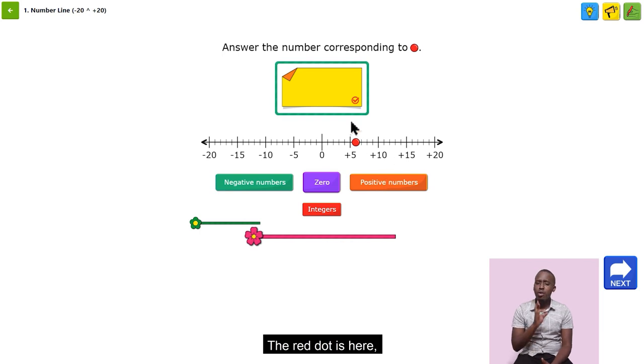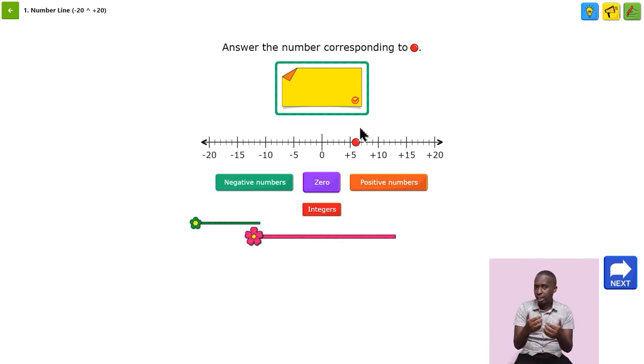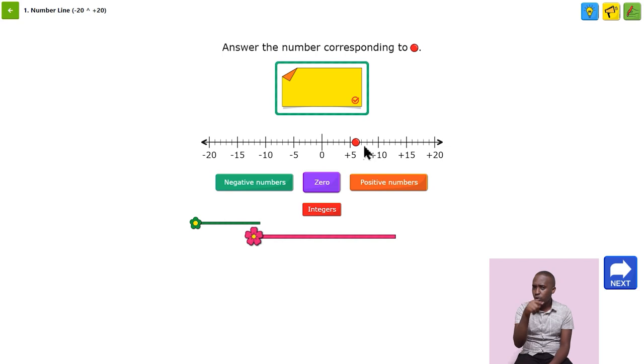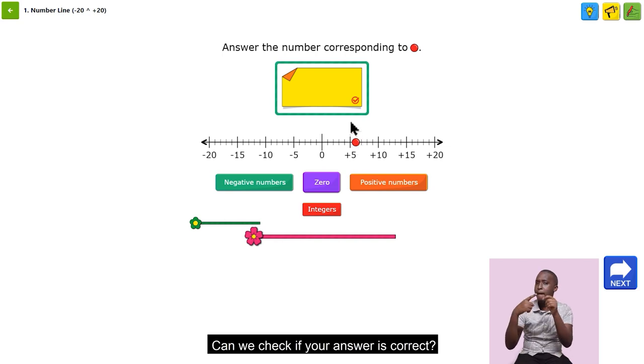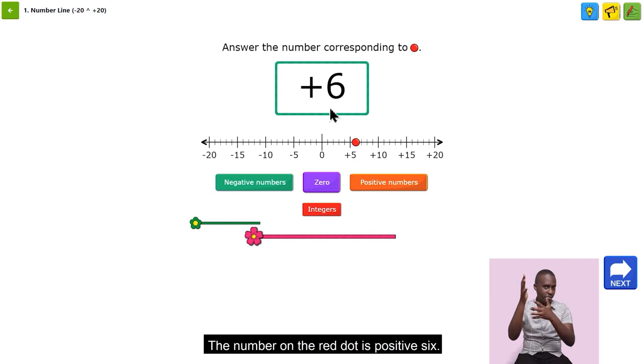The red dot is here. Check where and be careful. What is the number on the red dot? Again? The number corresponding to the red dot is positive 6. Can we check if your answer is correct? Bravo! The number on the red dot is positive 6.